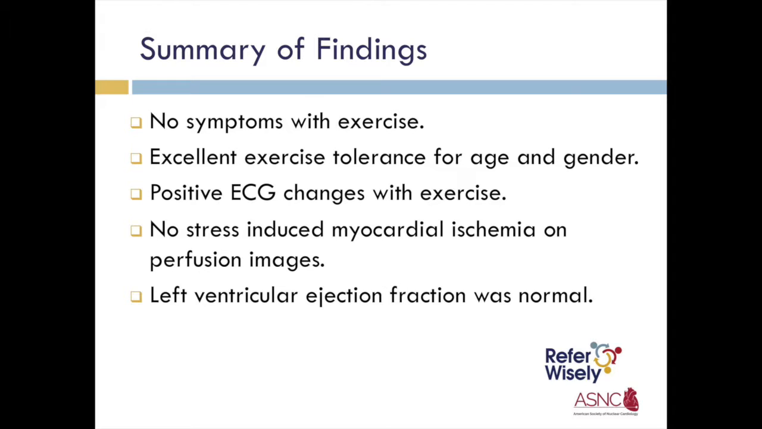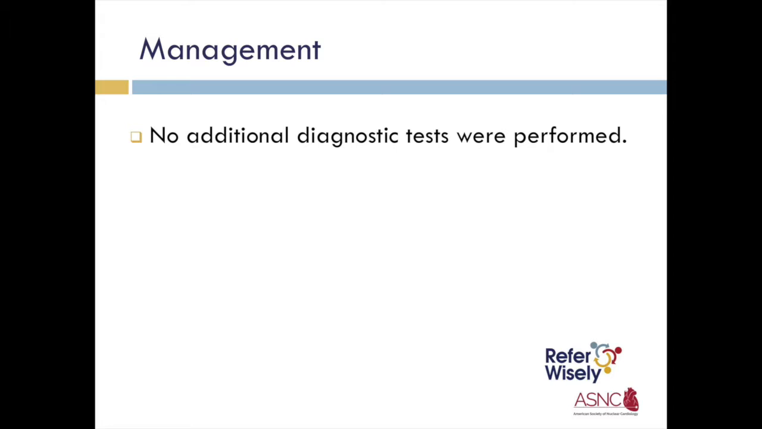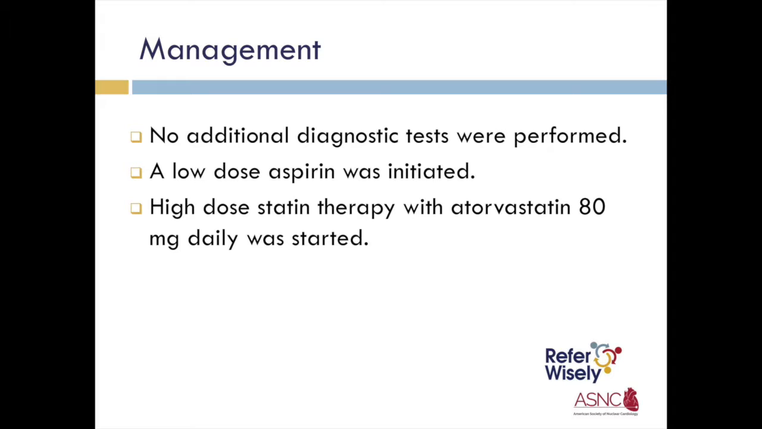So how did we deal with this patient? Well, first, at this point, with a normal myocardial perfusion imaging, we decided no additional diagnostic tests needed to be performed. A low-dose aspirin was initiated based on the data shown earlier, and high-dose statin therapy with atorvastatin 80 milligrams daily was started, again based on guidelines discussed earlier.